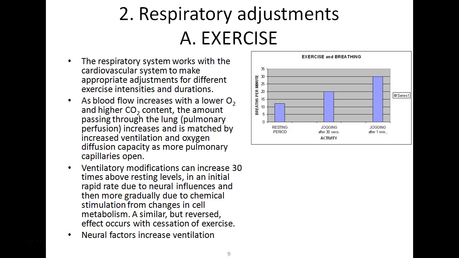The lungs then pick up for this, and they adapt by matching this with increased ventilation and also increased oxygen diffusion capacity as more of those pulmonary capillaries open. So neural factors are going to increase this ventilation, and it's also noteworthy that during exercise we can make a respiratory adjustment while also breathing more deeply as well.